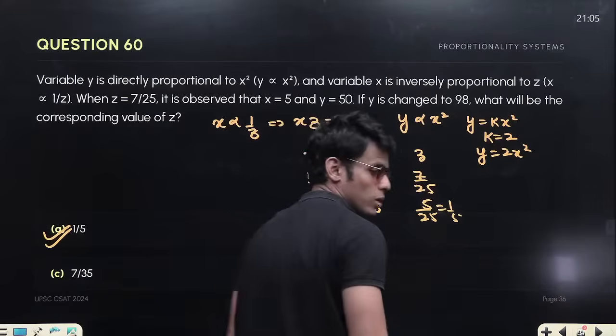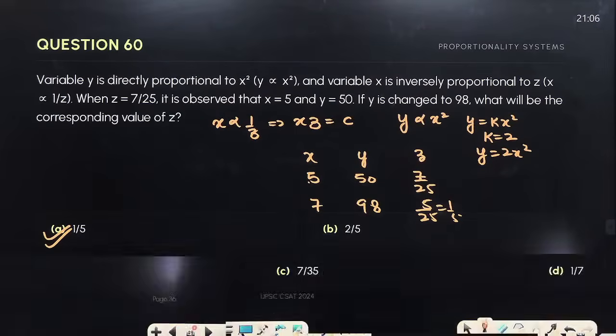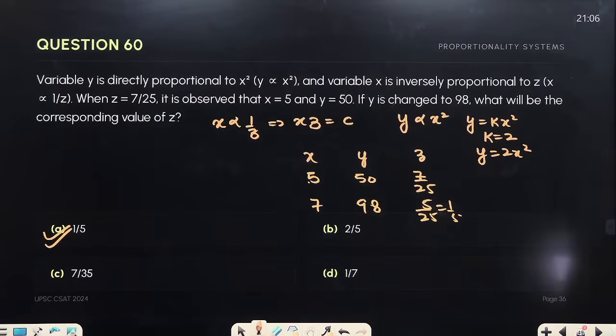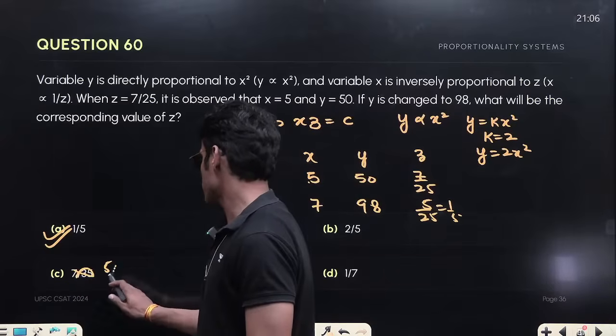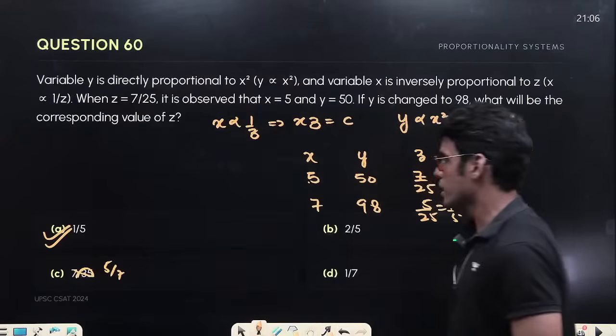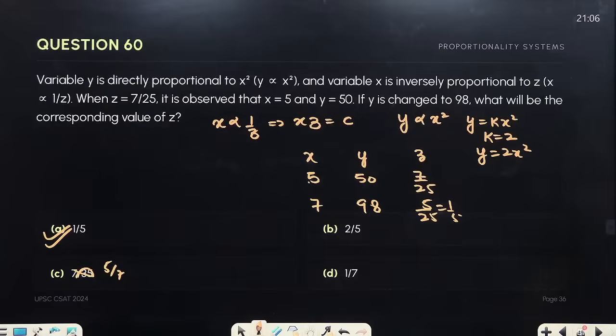7 by 35 is also the answer, but I don't think this was the option. Yes, this was not the option. 5 by 7 was the option here. Right? So 1 by 5 is the correct answer. 1 by 5 is the correct answer in this problem.